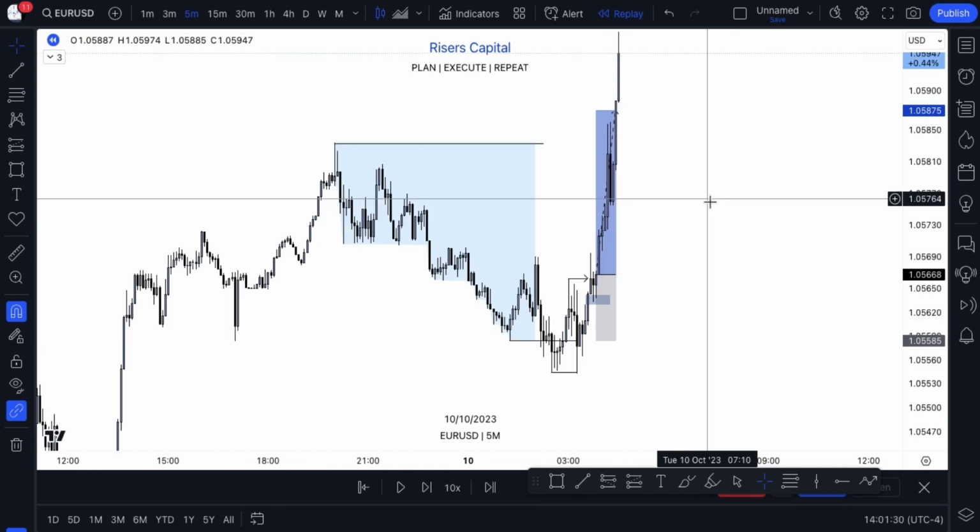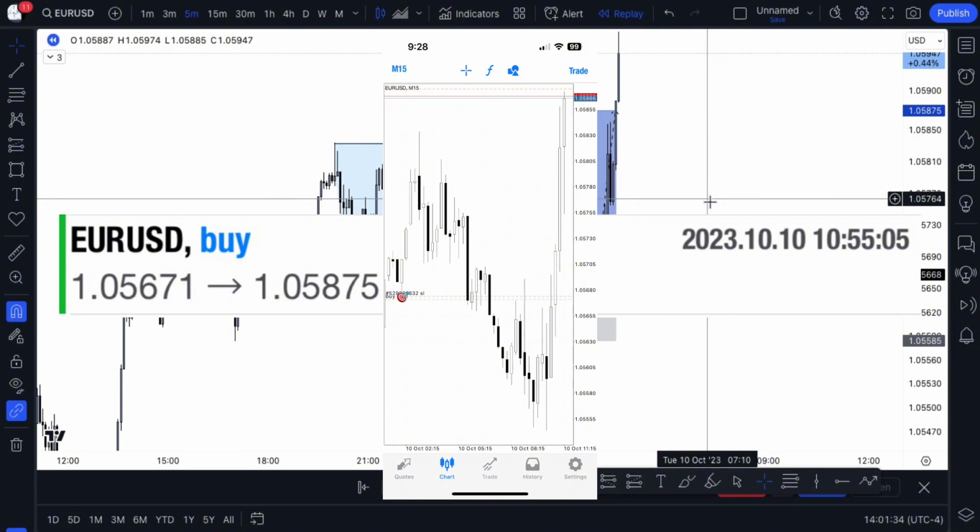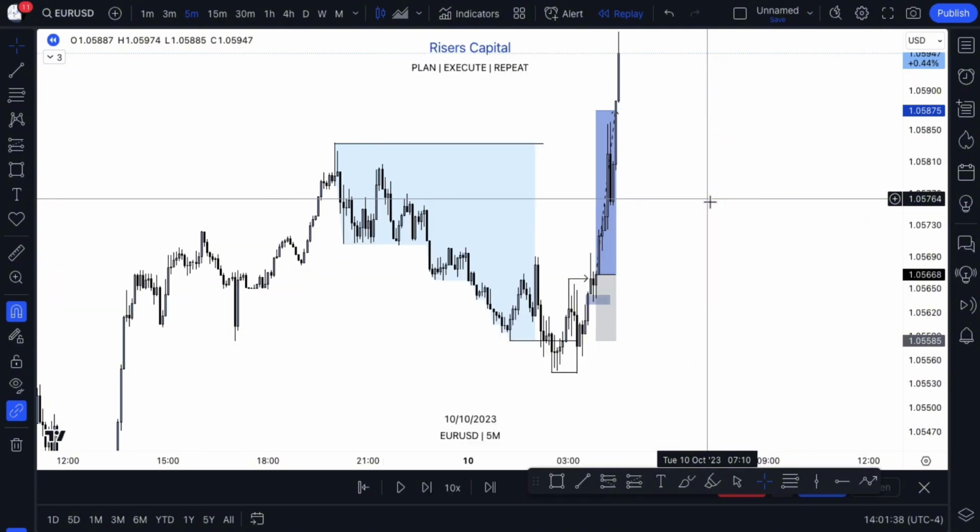Sorry, I forgot to put the trade execution up on the screen. It will be put on the screen now, so you can see my entry, the price, etc.